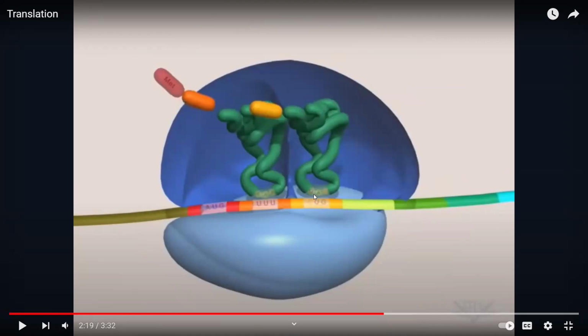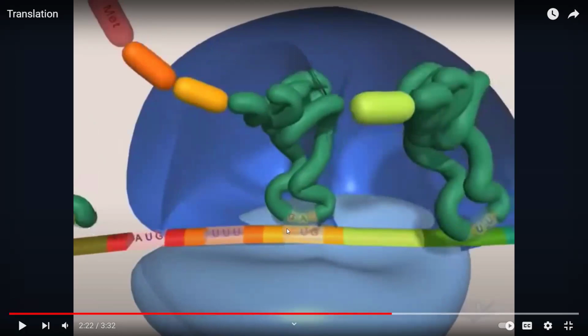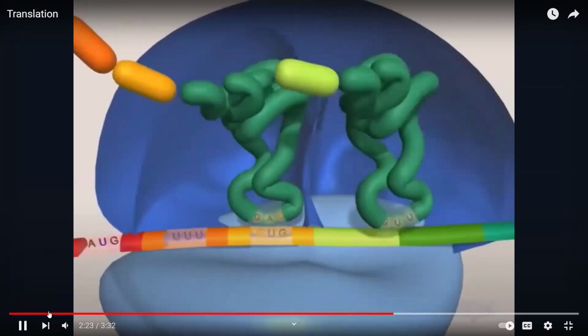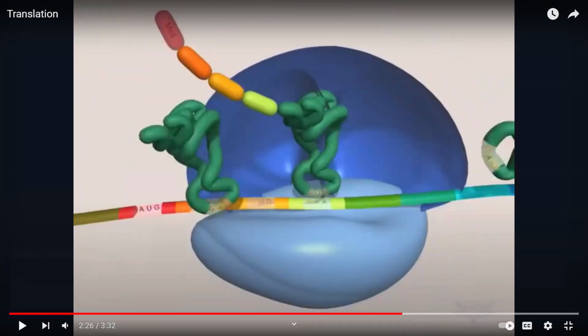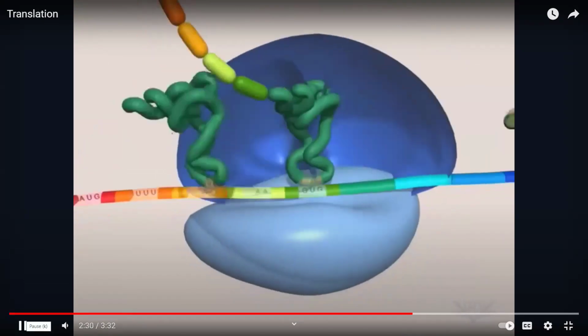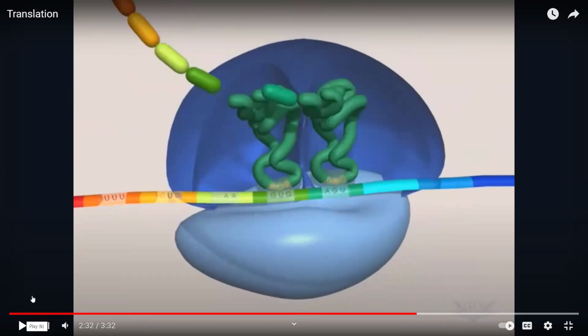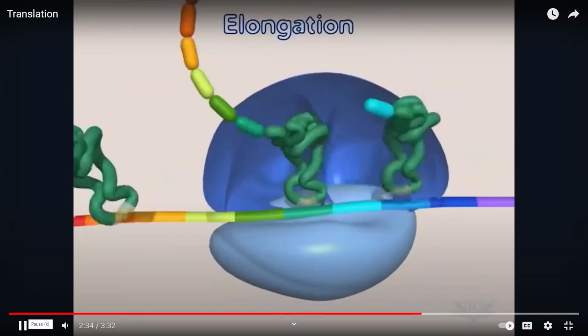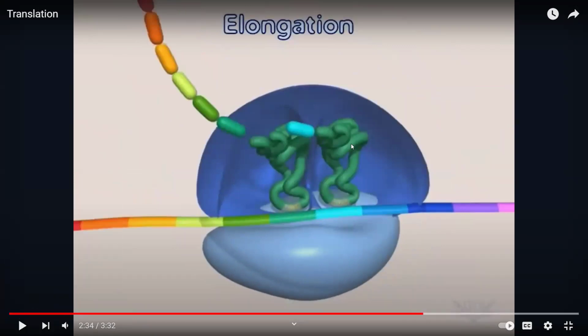So another tRNA came with another amino acid, and another tRNA came with another amino acid. For every amino acid coming, this is already forming a polypeptide. This is a new amino acid. Again, a peptide bond is formed. Another amino acid is transported here by another tRNA, and with its anticodon it binds here, and there will be peptide bond formation.